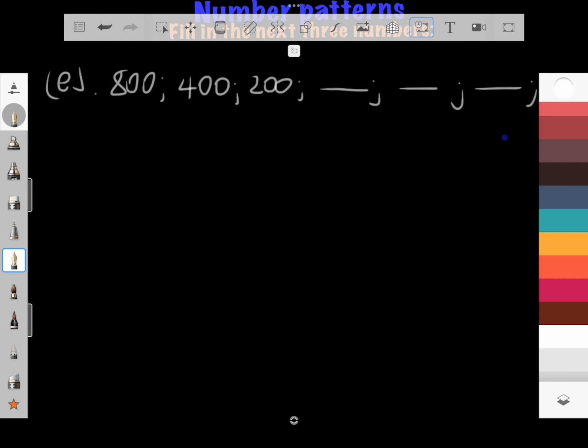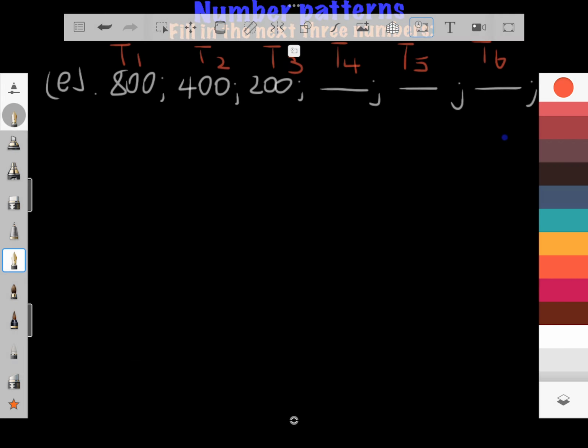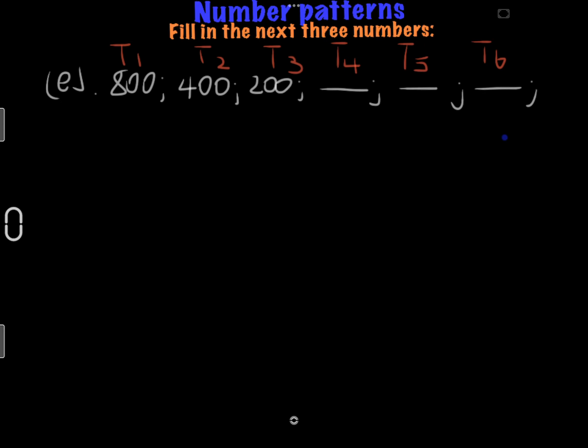Now, essentially we need to identify all of these terms. By identification we mean that this is term 1, this is term 2, this is term 3, this is term 4, this is term 5, this is term 6. Now, it looks like it's a geometric pattern as well.